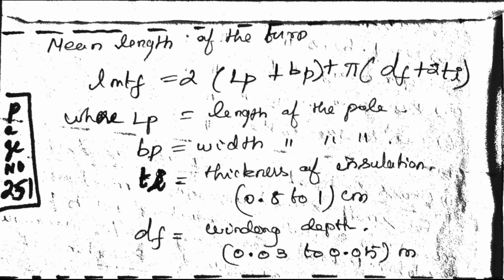Design of field winding. In this topic, design of shunt field winding. Mean length of turn, LMTF, is equal to 2 into (LP plus BP) plus pi (DF plus 2TI), where LP is the length of the pole, BP is the width of the pole, TI is the thickness of insulation (0.8 to 1 cm), and DF is the winding depth (0.03 to 0.05 meter).